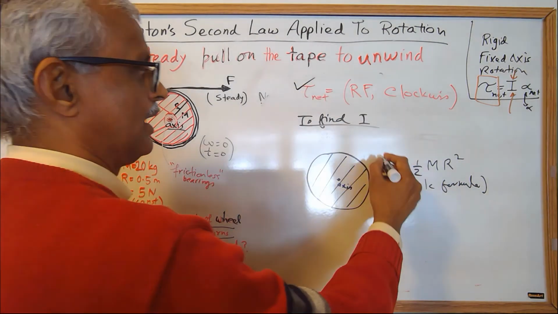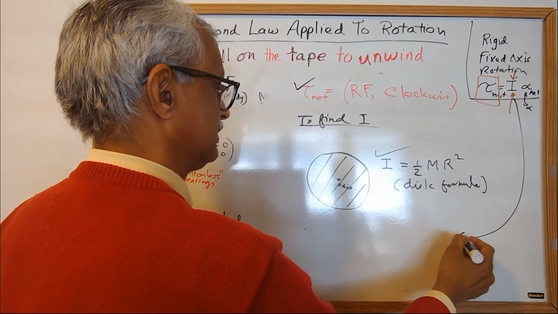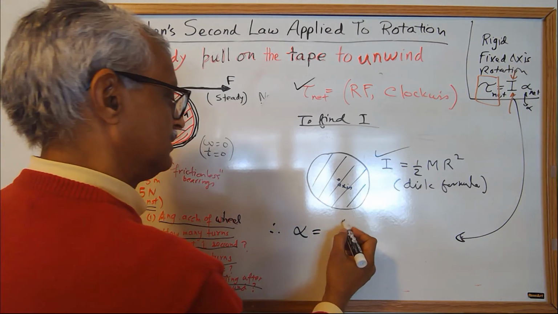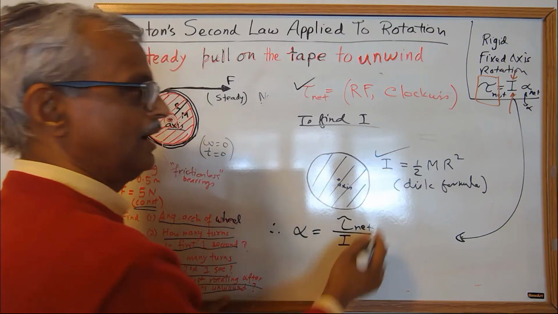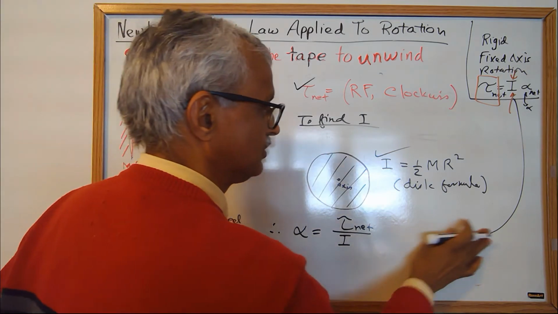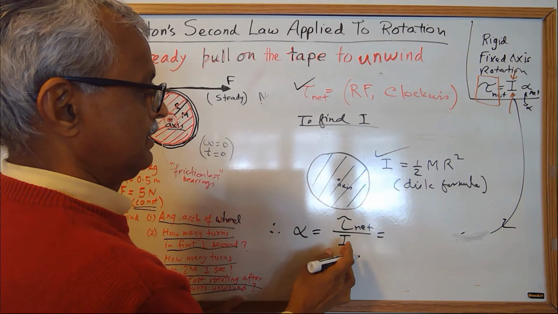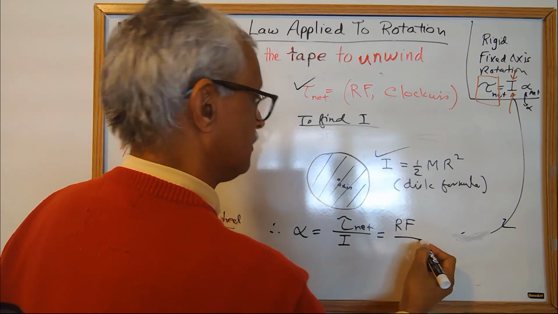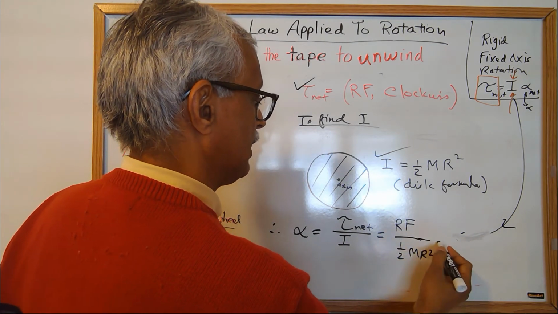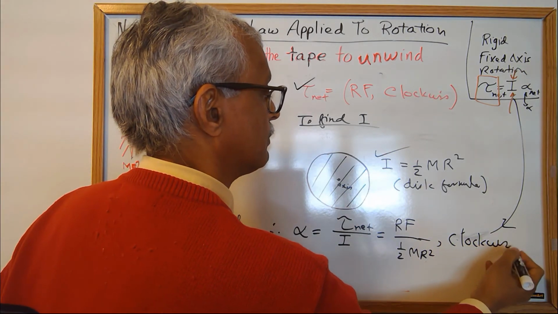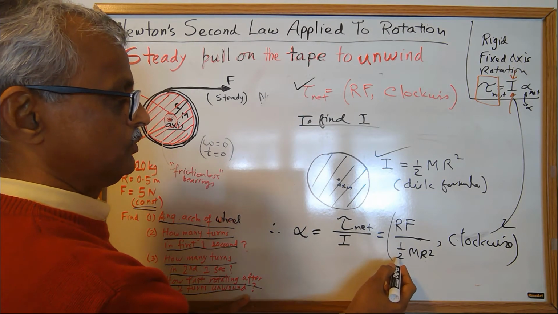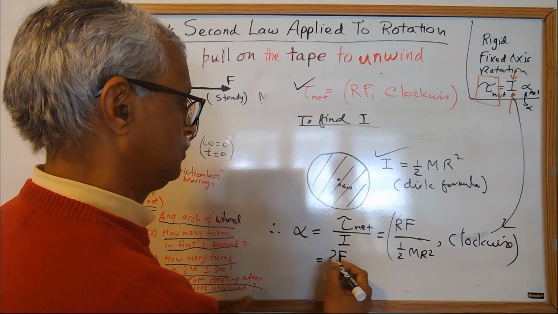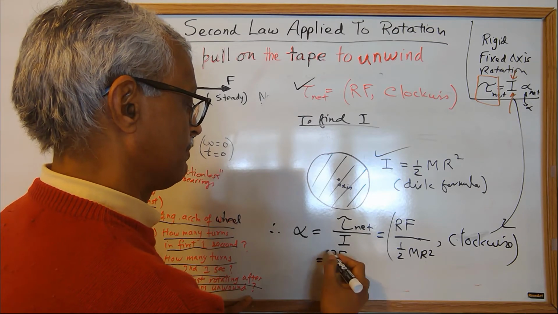So I got tau, I got I. Now I use this to get alpha. Therefore, alpha is equal to, I'm not going to write alpha net, I'm just going to write alpha, tau net over I. I is a positive number, so it doesn't change the orientation or direction. So I just take this and divide the magnitude by that. So I have R F over half m r squared, and the direction will be clockwise. I can simplify, so the 2 goes over there, and one of the r's gets cancelled out. So this is 2F over m r, clockwise.